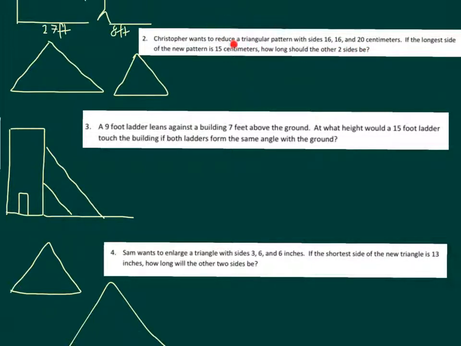Okay, when I see the word reduce, I know they're saying that they're going to create a dilation. And a dilation creates similar shapes. That means that the corresponding sides of these triangles are proportional. So there's my cue to use proportions.